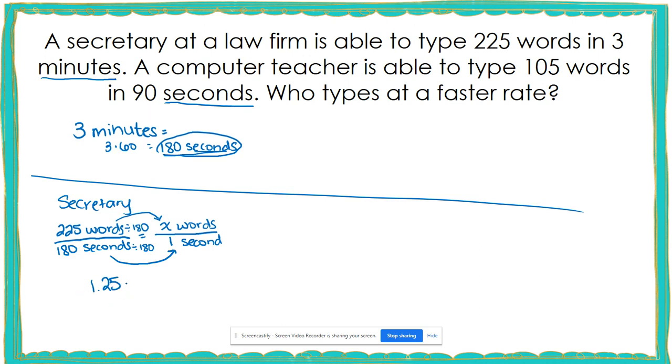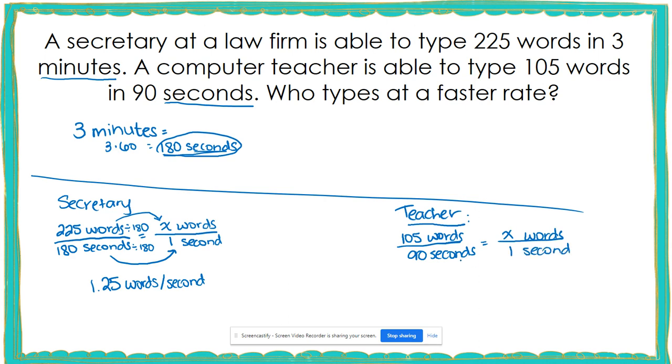This means that the secretary types at a rate of 1.25 words per second. Now let's look at the computer teacher. The computer teacher types at a rate of 105 words per 90 seconds. So 105 words for 90 seconds. I need to know how many words, so X to represent the number of words the teacher can type in 1 second. To get from 90 to 1, I would divide by 90. So to get from 105 to X, I would also divide by 90.